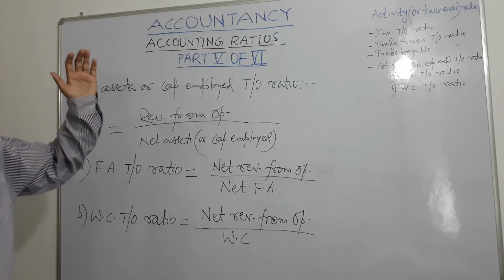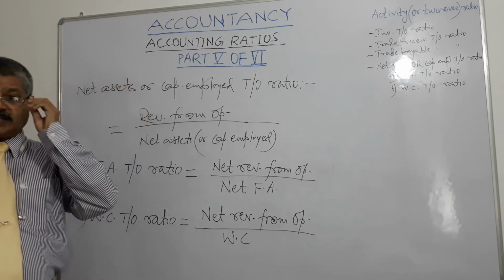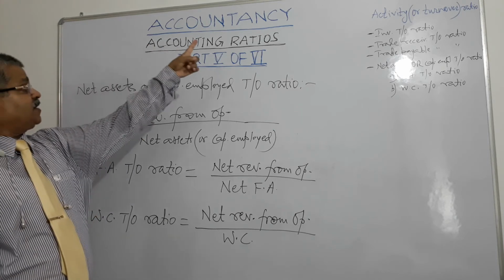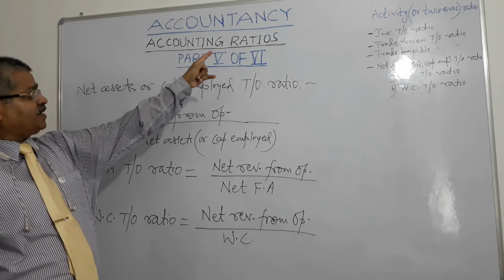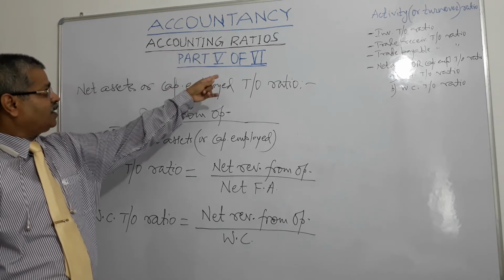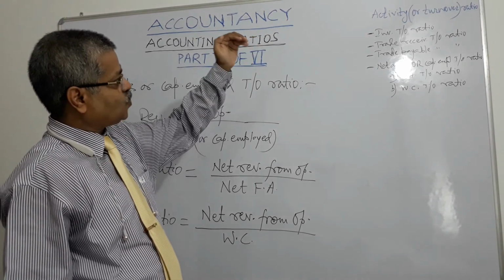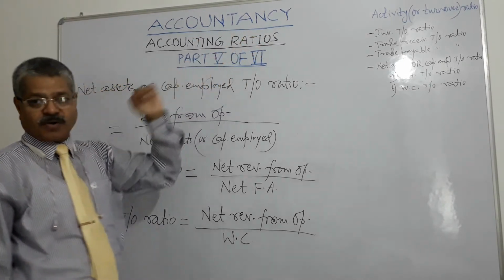So we will take 2-3 minutes and sum it up. Under this subject accountancy, we have taken up accounting ratios, and we have discussed today part 5 of 6. And in this we have focused on only one thing, activity or turnover ratio.